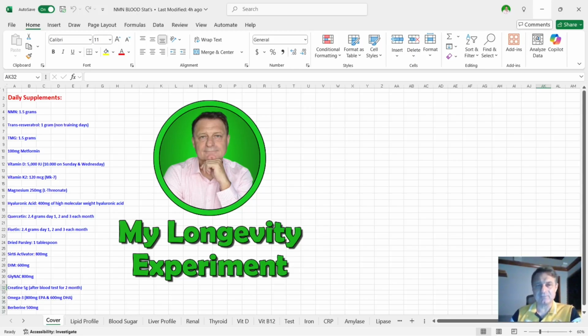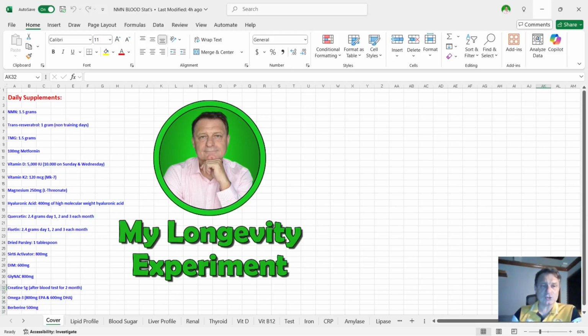NMN, nicotinamide mononucleotide, 1.5 grams per day. Trans resveratrol, 1 gram a day on non-training days, so that's Tuesday, Thursday and Saturday. TMG, 1.5 grams a day, that's trimethylglycine. Metformin, 1,000 milligrams, that's two 500 milligram slow-release capsules. And I take those just before I have my 1 meal of the day, somewhere between noon and 1:30, 2 o'clock in the afternoon.